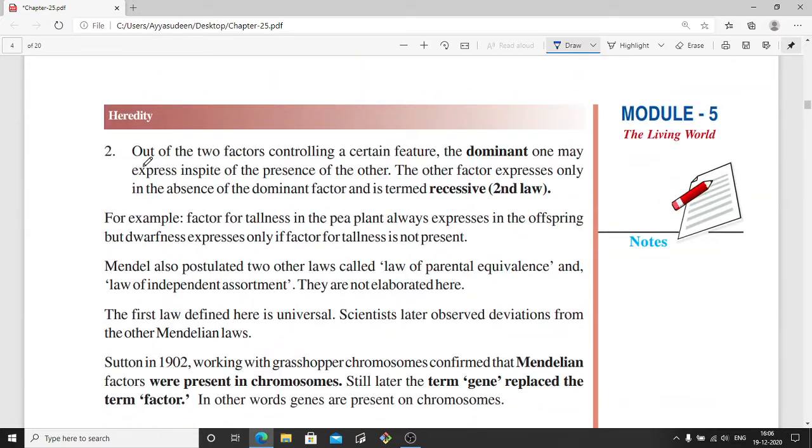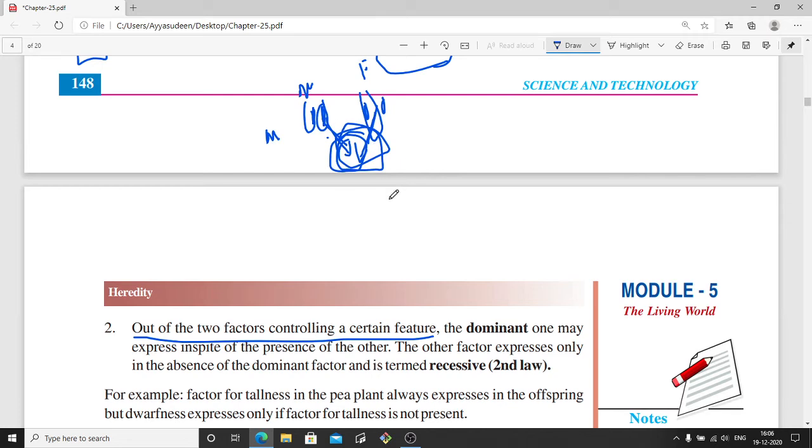And the second law is that out of the two factors controlling a certain feature. So there are two factors in the new gamete you have. For example, I'll draw here. Two factors are there, okay? Factors, we will see later, we will refer to as genes, okay, gene. Now you understand this as a factor, okay.